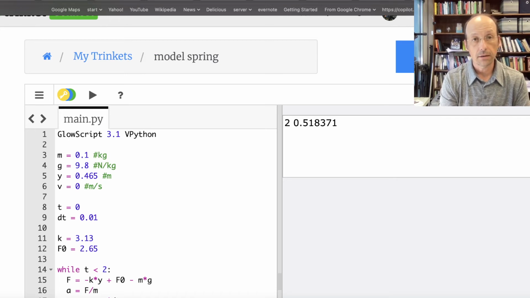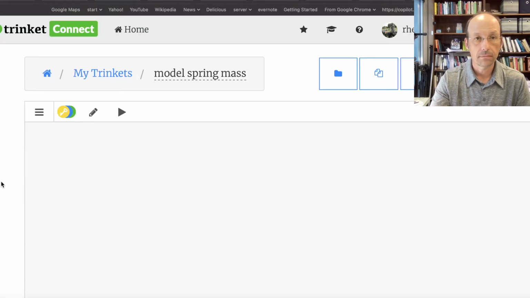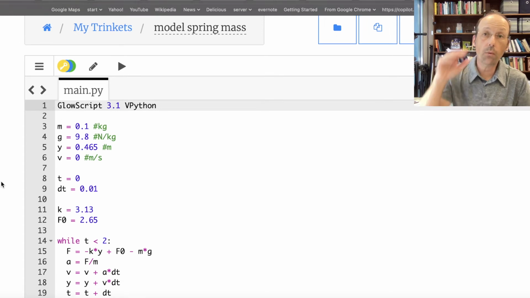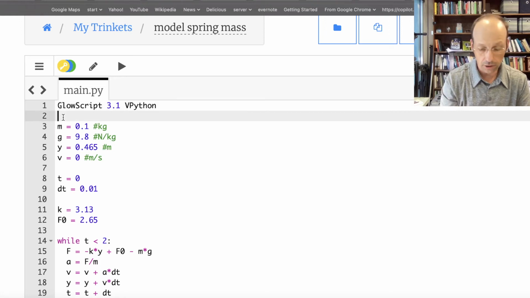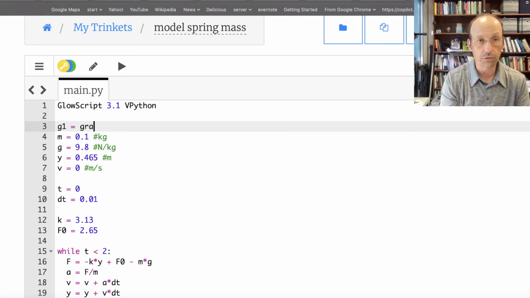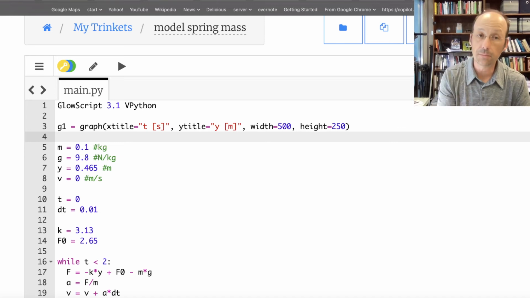Model spring mass. I don't know what I'm doing. That's a dumb name. Okay, so there we go. Now what I want to do is to actually graph the position as a function of time for that situation. So let's go over here and say g1 equals graph, x title equals time, t in seconds. Y title equals y in meters. Let's give it width equals 500. Height equals 250.